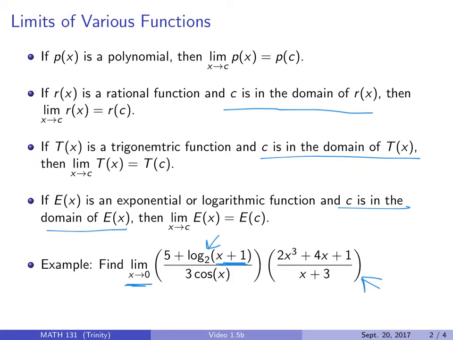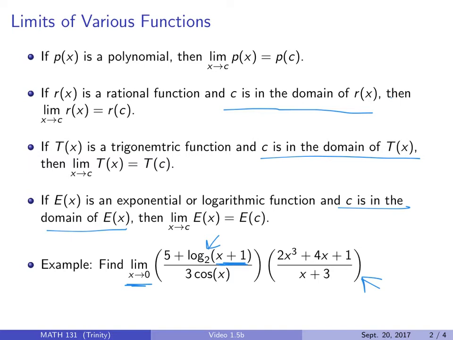For the cosine, the domain of cosine is all real numbers, but I do need to watch to make sure that I'm not dividing by 0 here. But the cosine of 0 is 1, so we're okay. For the rational function in the second set of parentheses, the domain will be all real numbers except x equals -3, because that's where the denominator is going to be equal to 0. So in all of these, I can plug in x equals 0 into the various functions. So to evaluate this limit, that is all I'm going to do. I'm going to plug in x equals 0.